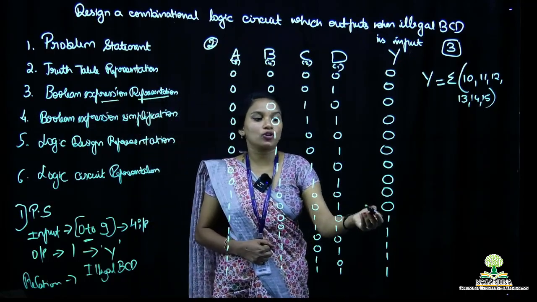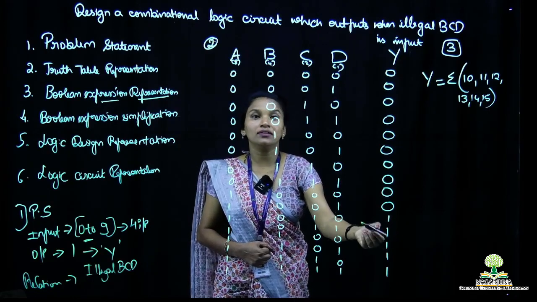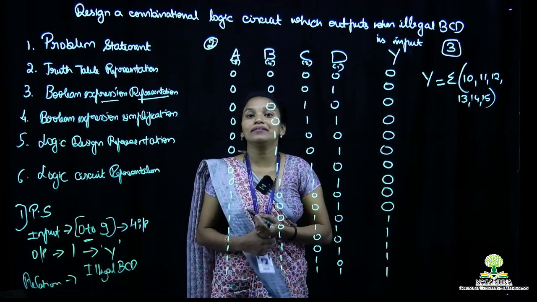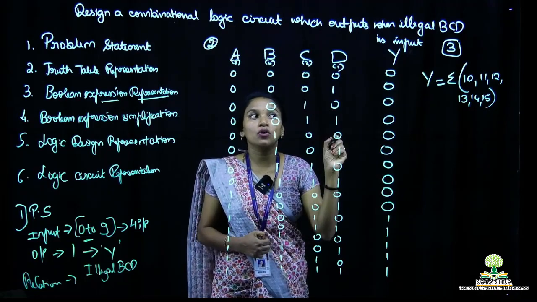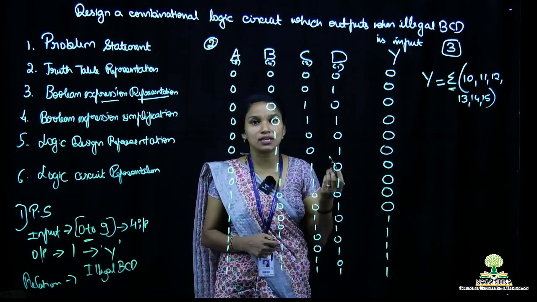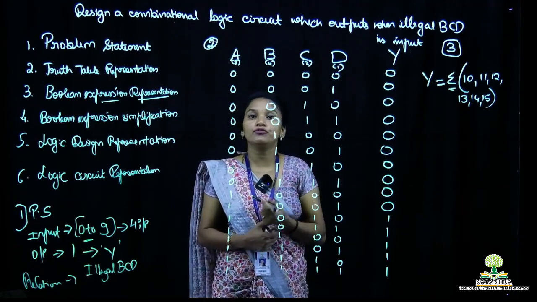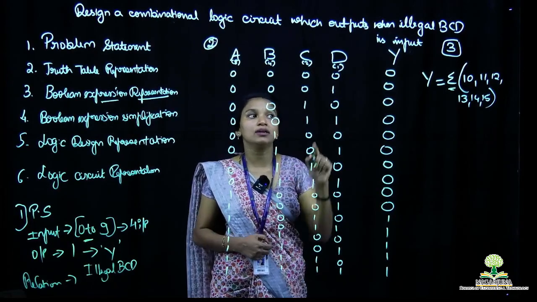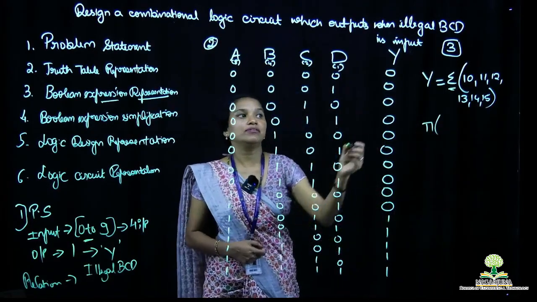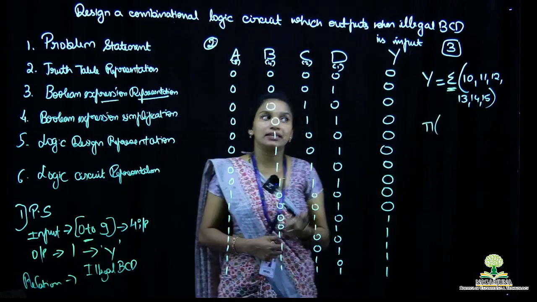Basically, where you have the output as 1, that is 10, 11, 12, 13, 14, 15, you write it in terms of Y. This summation is nothing but your minterms, or you can call it a sum of products. If you are deriving it for the product of sums, or maxterms, you have to write this in terms of pi. So here we will be writing in terms of SOP, that is summation.